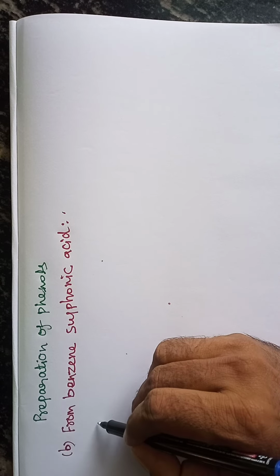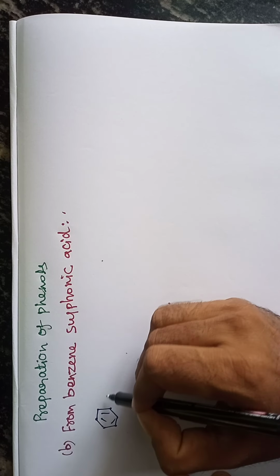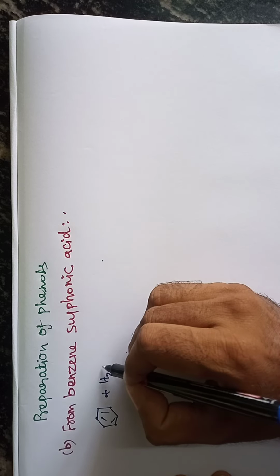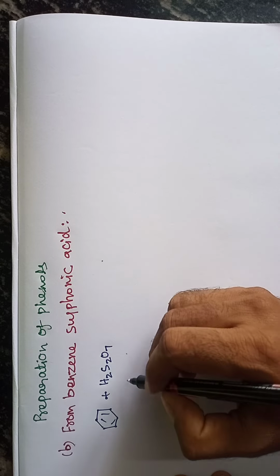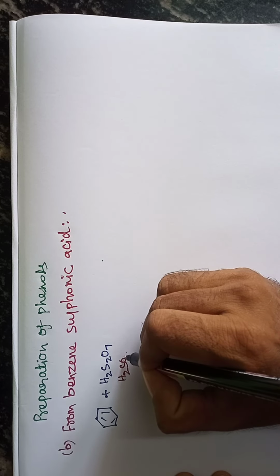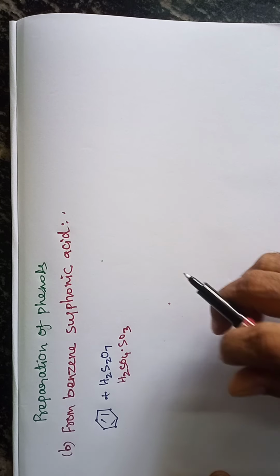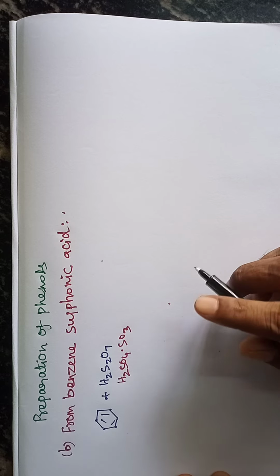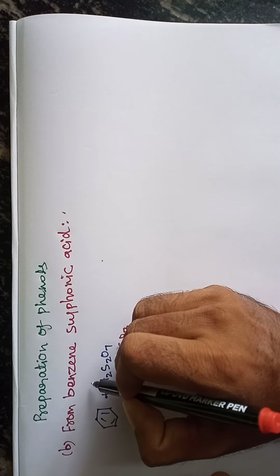We are taking benzene. This benzene is treated with oleum. Oleum is nothing but H2S2O7, or we can say it is fuming sulfuric acid, a very highly concentrated sulfuric acid. This is the molecular formula for oleum, H2S2O7.